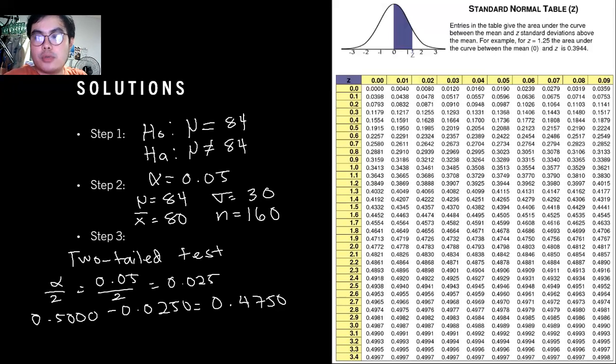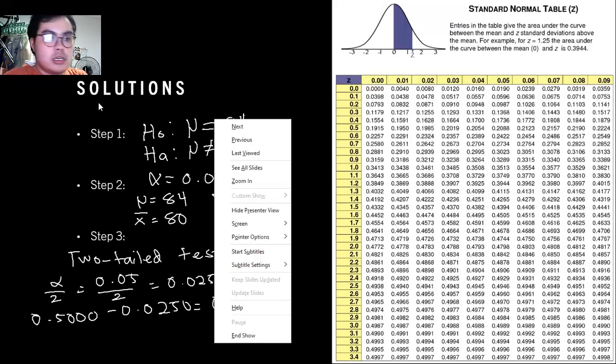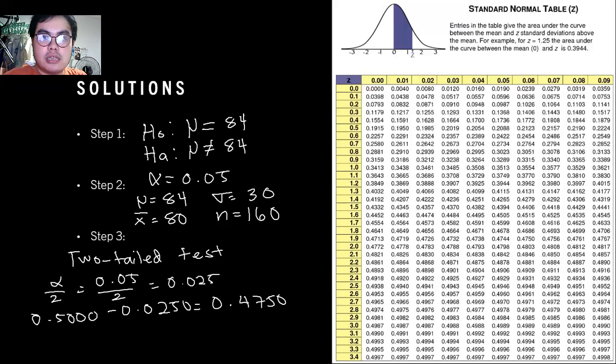Okay. So, now, in order to identify the z value, we're going to use the z table. So why are we going to use the z table? Because this will help us in identifying the z value according to the region. Okay, so where is the 0.4750? So let's find.